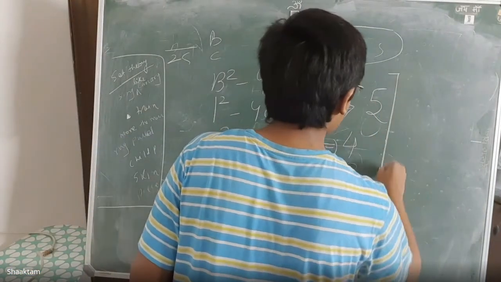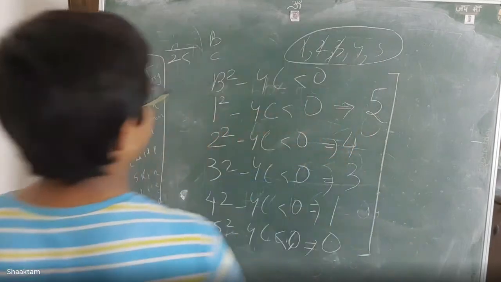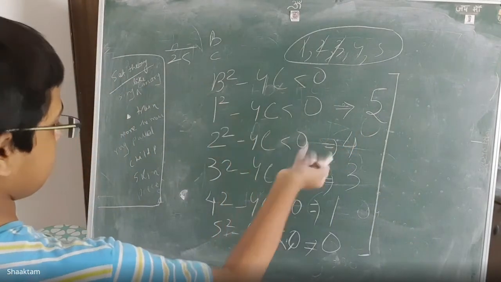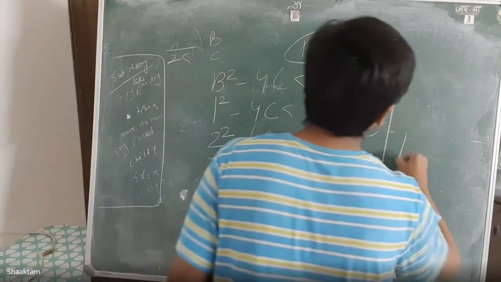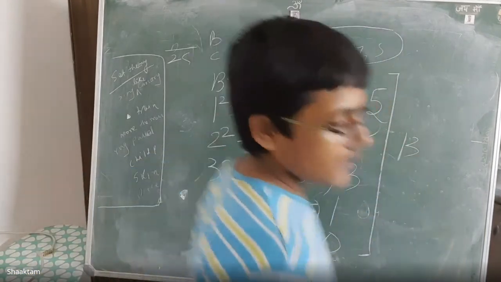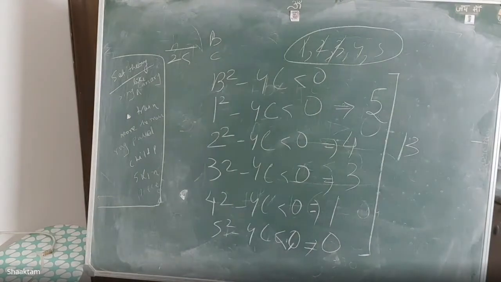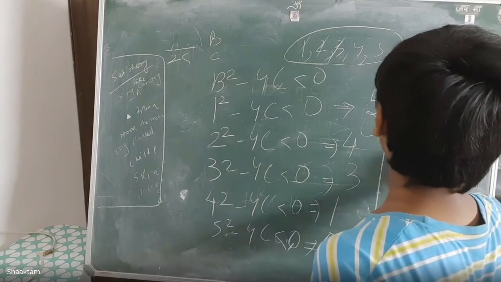Now we consider all these outcomes and add them up. 5 plus 4 plus 3 plus 1 plus 0 gets us 13. And thus, we get the answer to this question as 13 by 25.